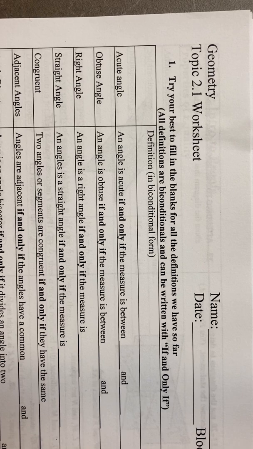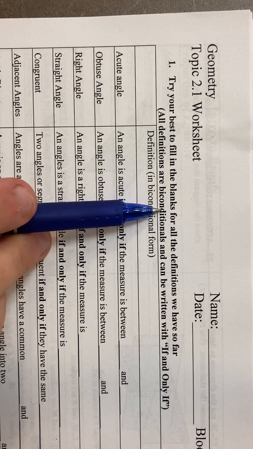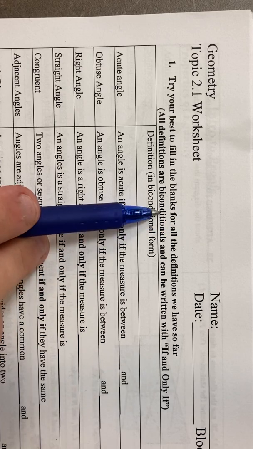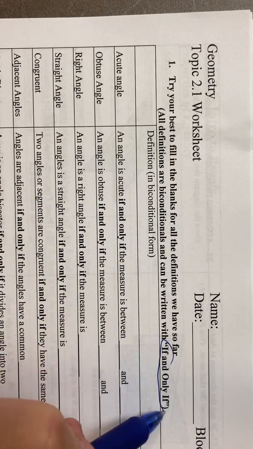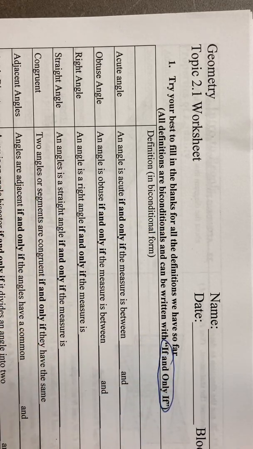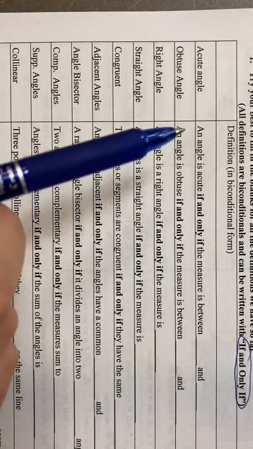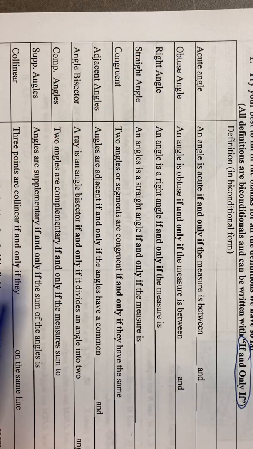So all definitions are called biconditionals, by definition. Because it's a biconditional, you can use the phrase if and only if. It means that the statement and the converse are true, so the if and the then can be switched and there's no contradiction. So that's a definition. Acute angle, we already know these. These are things that we already know.